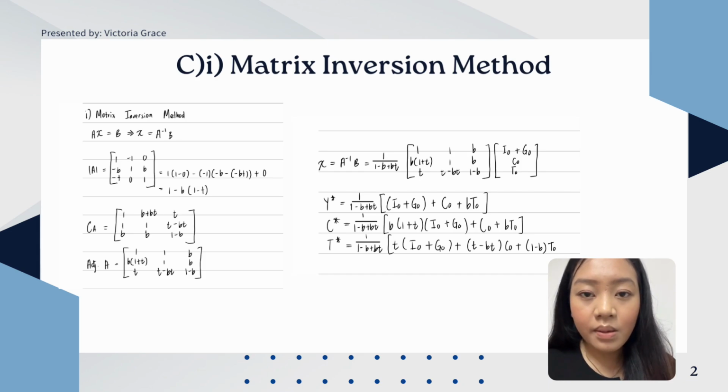In conclusion, by using the matrix inversion method, we are able to solve the system of equations and obtain the equilibrium values for income, consumption, and taxes.